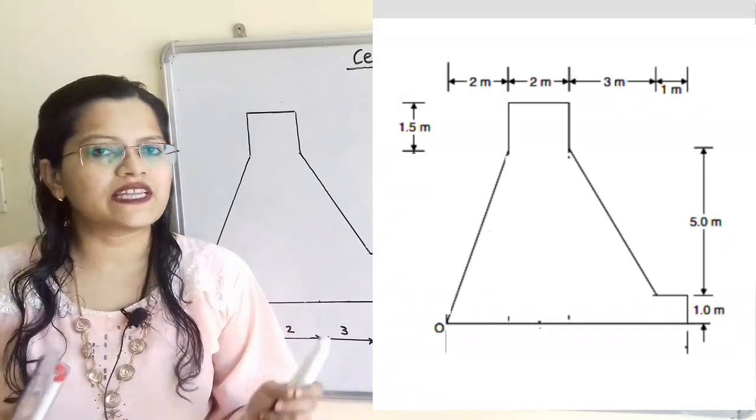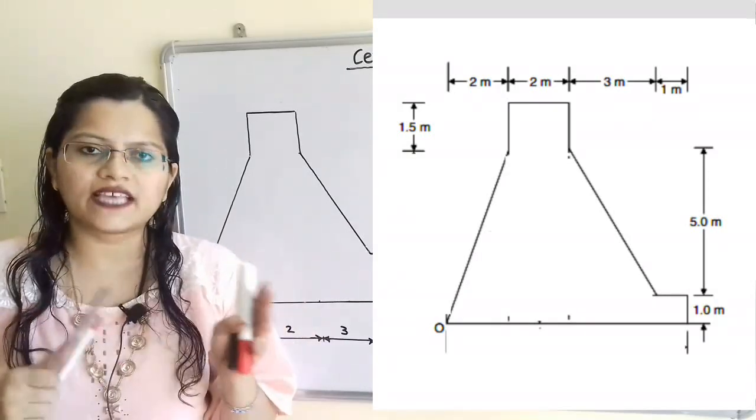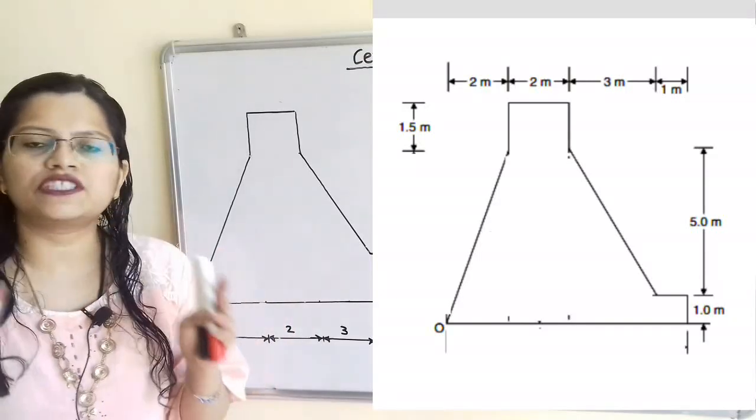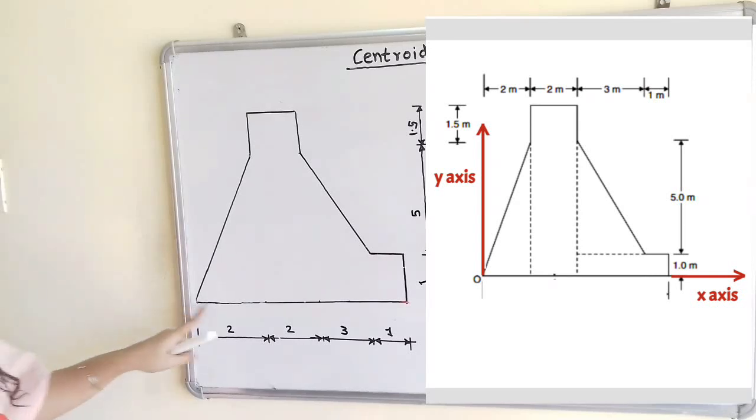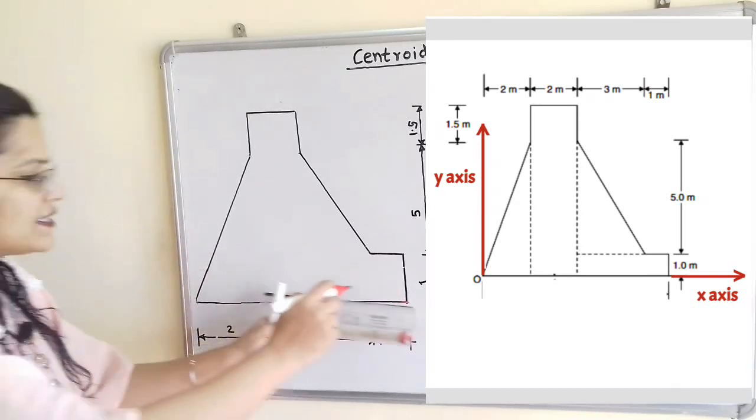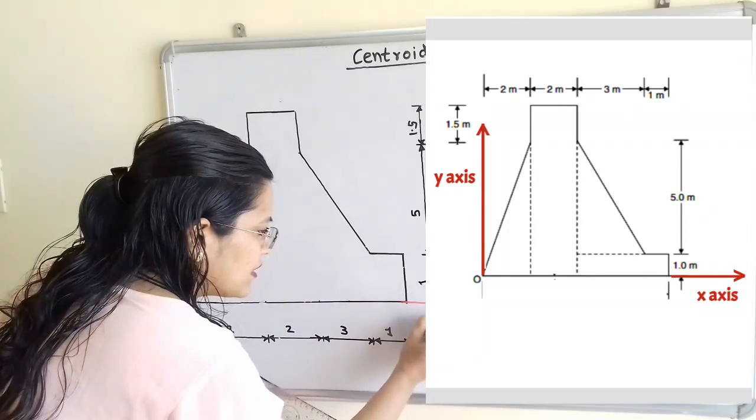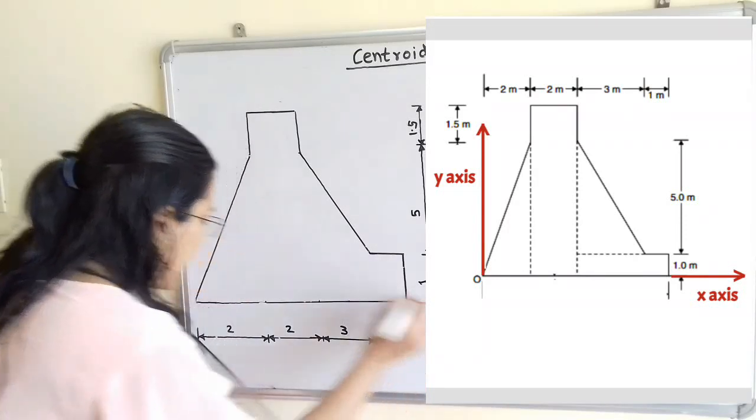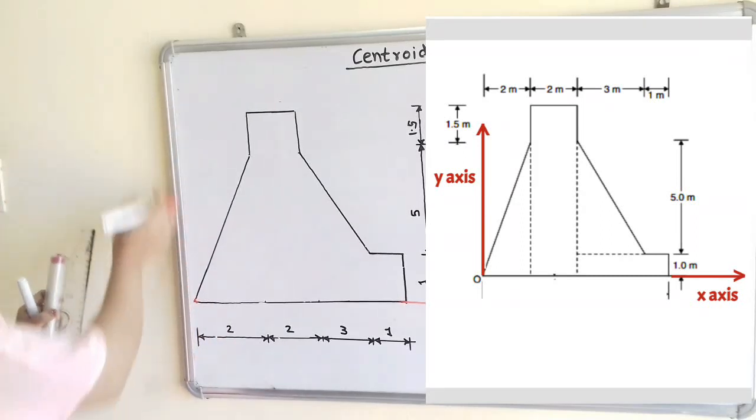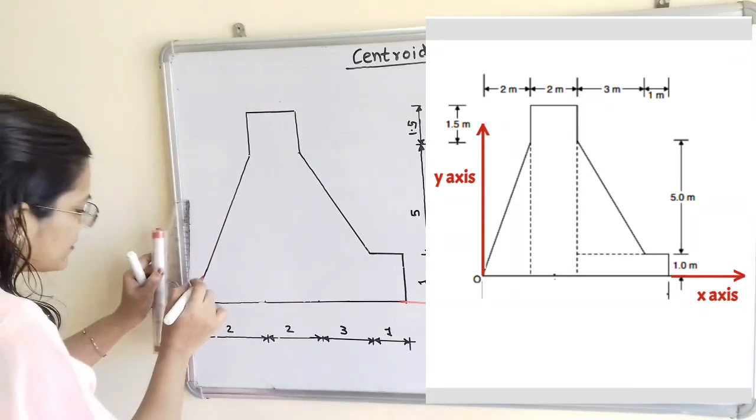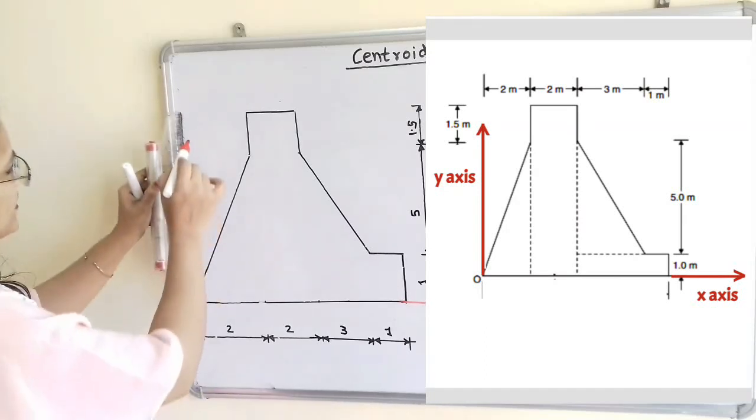First step is to select the x-axis and y-axis. We have to select the axes so that this given shape will be in the first quadrant. I will select the horizontal bottom line as the x-axis, so I will extend this horizontal line, and here is the x-axis. I will select this corner point, that is, I will draw one vertical line passing through this corner point, and we will choose this line as the y-axis.